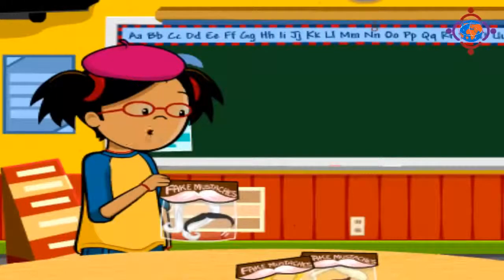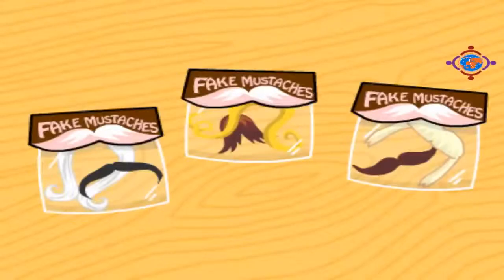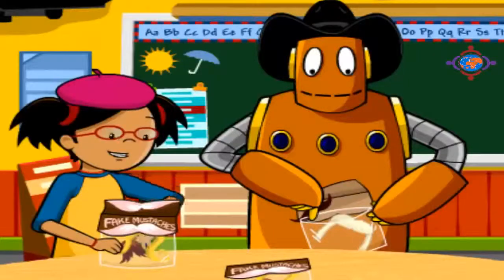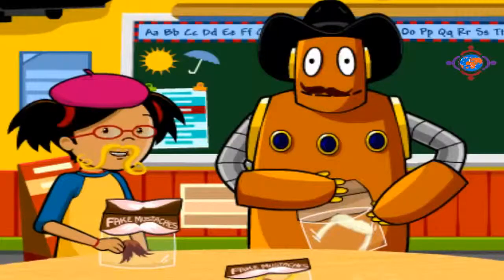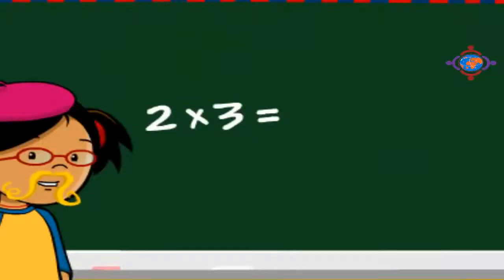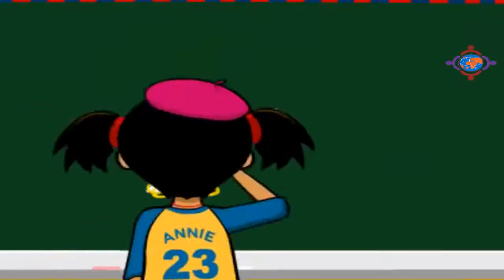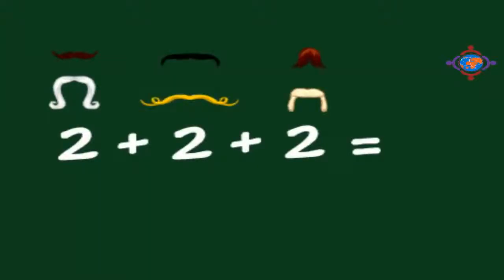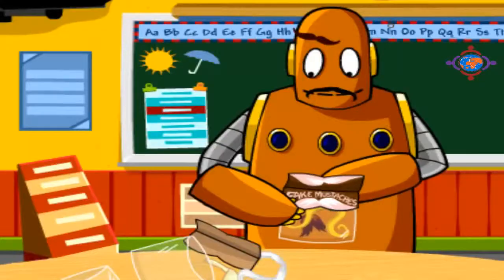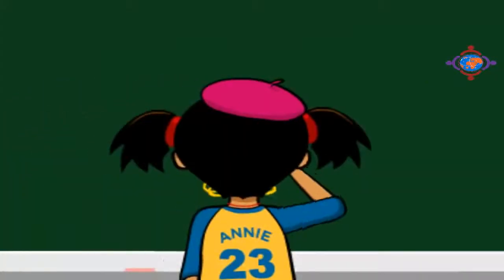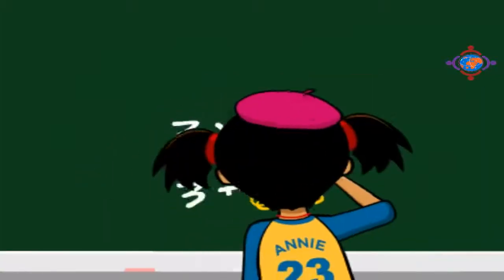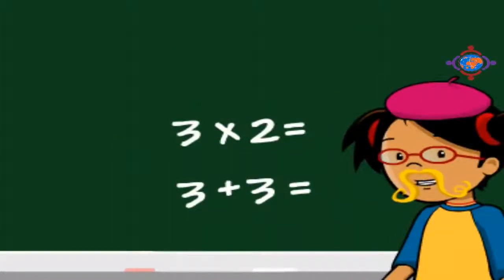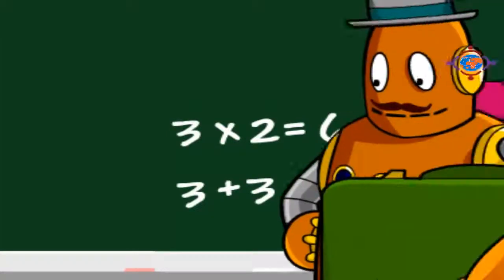Check it out, Moby. Fake mustaches. There are 2 mustaches in each pack. We have 3 packs. How many mustaches do we have in total? We can multiply 2 times 3 to find the answer. That means we add 2 together 3 times. 2 plus 2 plus 2 is equal to 6. We have 6 mustaches. We can also multiply 3 times 2. That means we add 3 together 2 times. We still get the same answer.